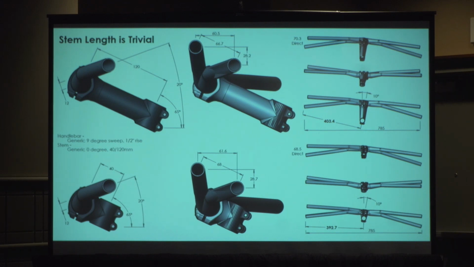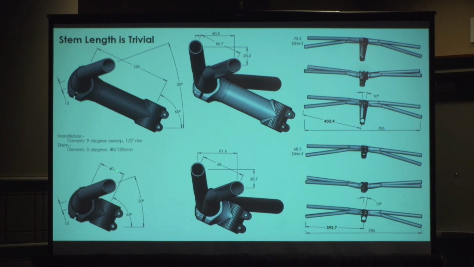I move the handlebar 10 degrees of rotation, whereas I note it over here. Oh wait, where do I note it? Oh there it is, right there. 10 degrees of rotation around the steering axis, and we can see that for the 120 millimeter one, the total movement, looking from one side, is 66.7 millimeters. On the 40 millimeter, it's 68 millimeters.